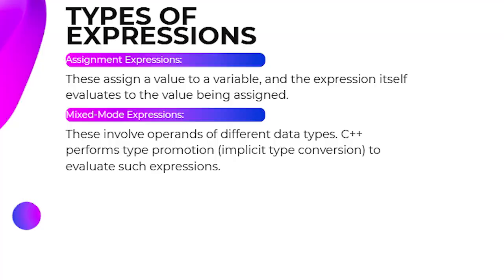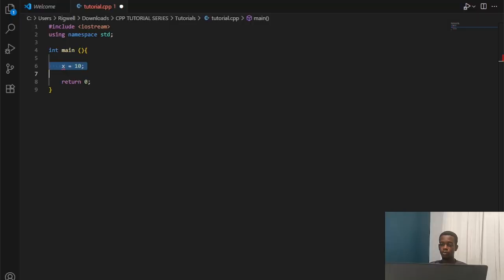We can have something like 5 + 3.14. If you look at this expression very well, let me put it here: 5 + 3.14. As you can see, if we are to evaluate something like this, the integer 5 is promoted to a double, then added to 3.14, resulting in a double value of 8.14.